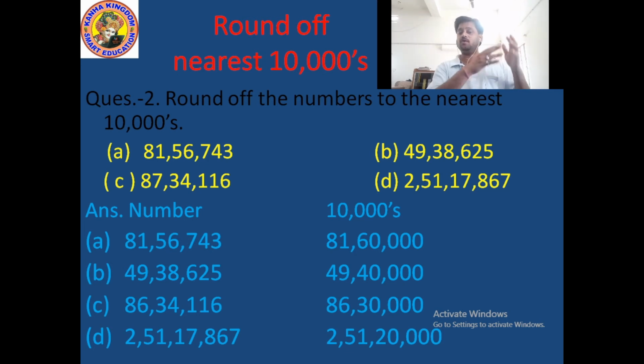And rest, whatever the digit in lakhs period and whatever the digit in crores period, nothing you have to change in that period. All are same. So the exact answer of this part is 2 comma 51 comma 20 comma 000. Once again I repeat, 2 comma 51 comma 20 comma 000.